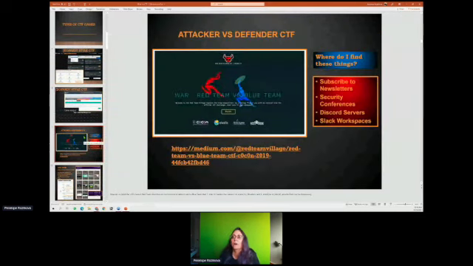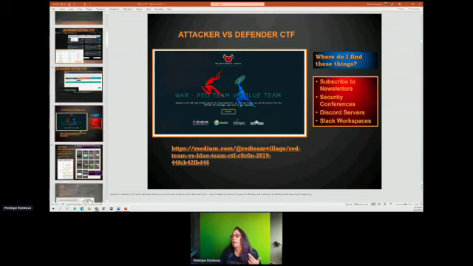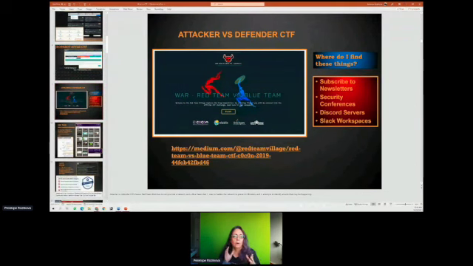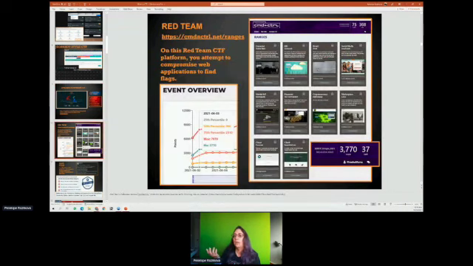There are also what are called attacker versus defender CTFs. Those are more like war games where you have a red team and a blue team. The blue team has their infrastructure and they're trying to protect it to make sure that the red team cannot get in. You find those more at a college level where they have the infrastructure to do it. But for most of us, we will be finding our red team challenges still through a Jeopardy style CTF.